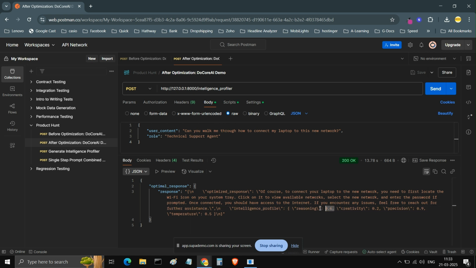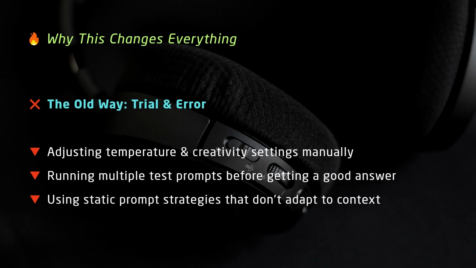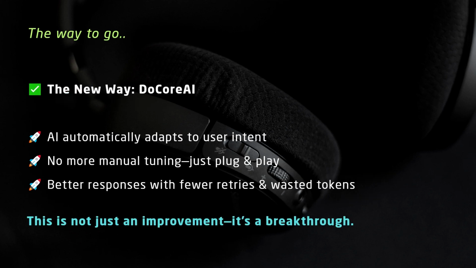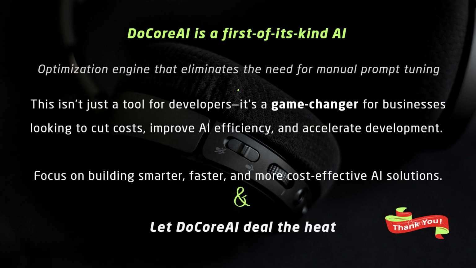And that, in a nutshell, is how DoCoreAI transforms prompt optimization. But here's what makes it truly groundbreaking. DoCoreAI is the first of its kind to introduce fully automated temperature settings for AI applications. No more manual fine-tuning or guesswork. Our engine dynamically adjusts temperature based on reasoning, creativity, and precision, ensuring optimal response quality every time. This isn't just a tool for developers. It's a game changer for businesses looking to cut costs, improve AI efficiency, and accelerate development. Let AI decide the temperature so you can focus on building smarter, faster, and more cost-effective AI solutions.